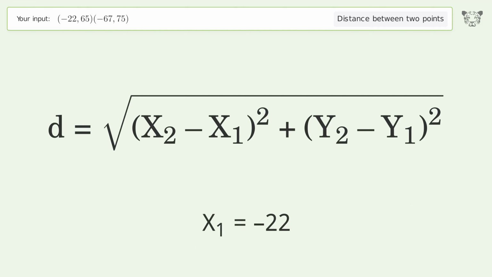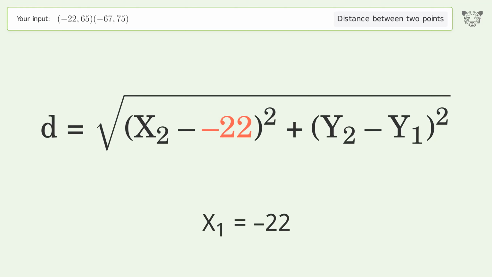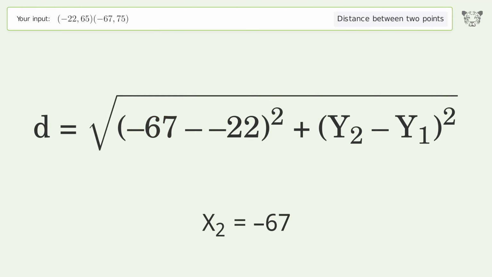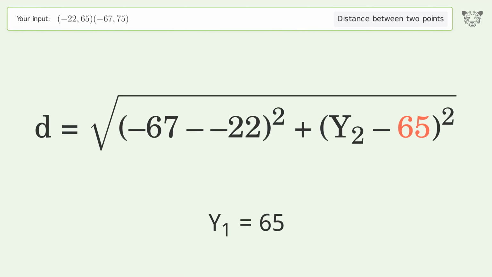x1 equals -22. x2 equals -67. y1 equals 65. y2 equals 75.